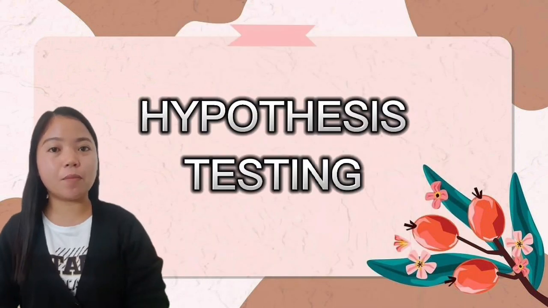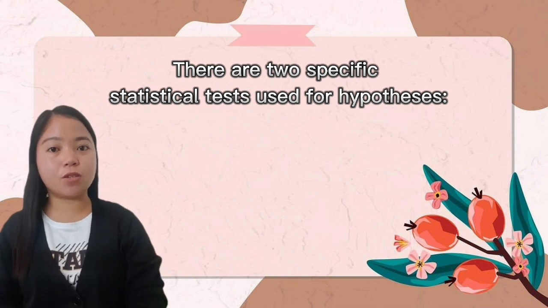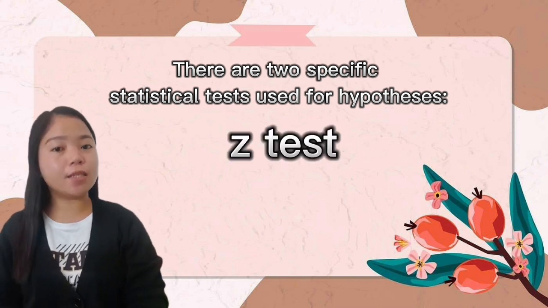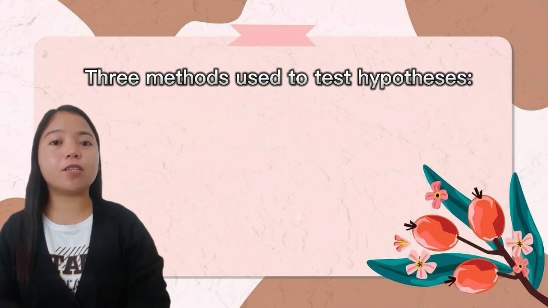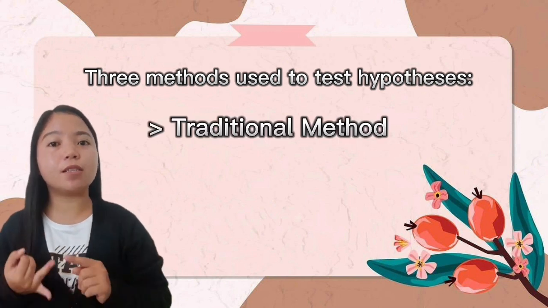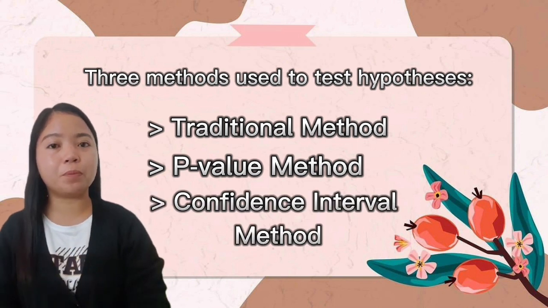Hypotheses concerning parameters such as means and proportions can be investigated. There are 2 specific statistical tests used for hypothesis, the z-test and the t-test. But first, let us talk about the 3 methods used to test hypotheses. These are: first is the traditional method, second is the p-value method, and third is the confidence interval method.